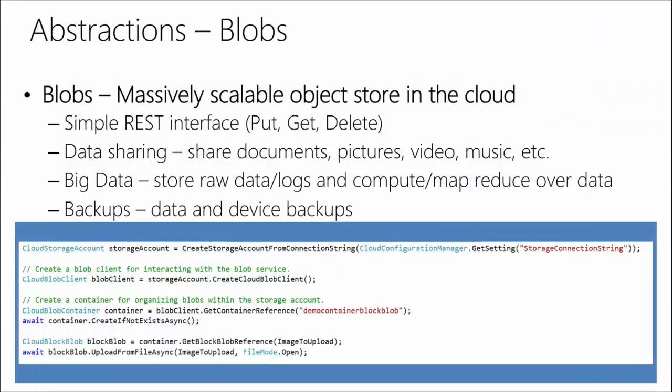First, let's talk about abstraction of blobs. Blobs are massively, massively scaled object storage in the cloud. They have a REST interface to them, and they're good for things like data sharing, pictures, that kind of thing. I've got a little bit of code at the bottom that will go in, connect to a storage account, and allow you to just add information into your blob or pull things out of the blob.